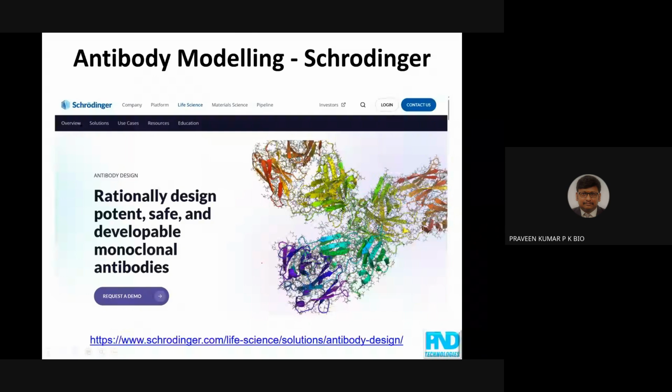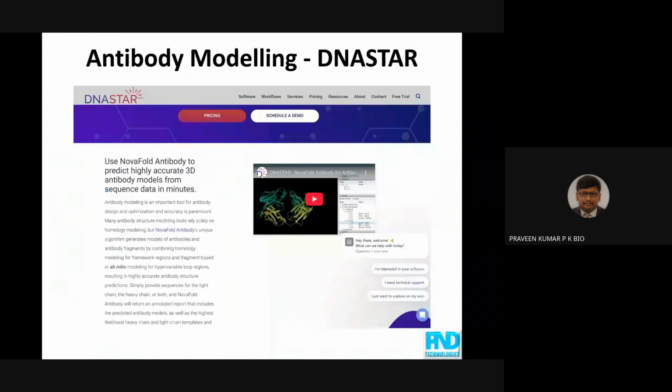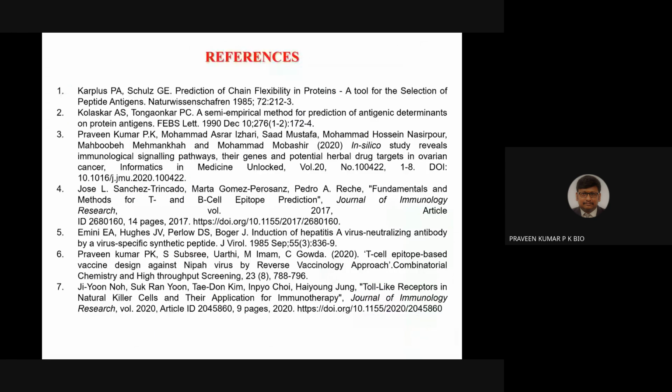The next thing we'll be discussing is antibody modeling. I told you for antibody modeling, you can't use Swiss Modeler, I-TASSER, etc. For antibody modeling, the only solution is to use commercial tools. In Discovery Studio, we have a specific commercial tool for antibody modeling. Similarly, DNASTAR. So both are commercial software, but these are unique in modeling the structure of antibodies.